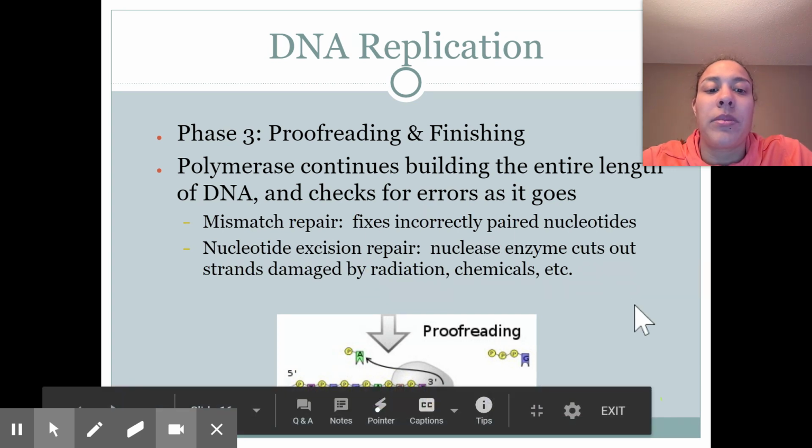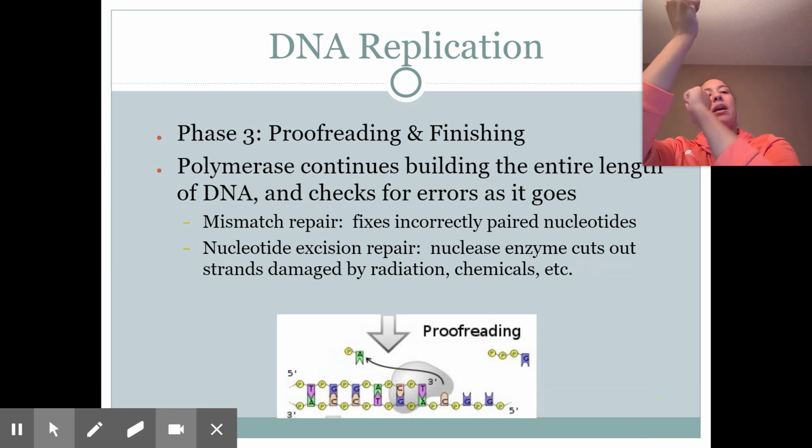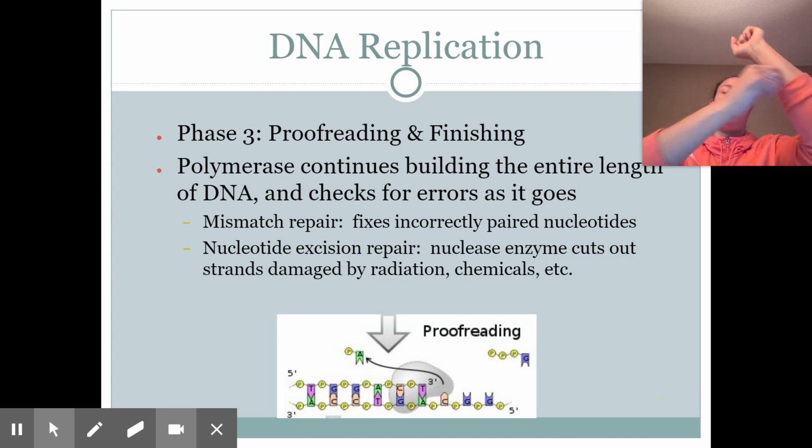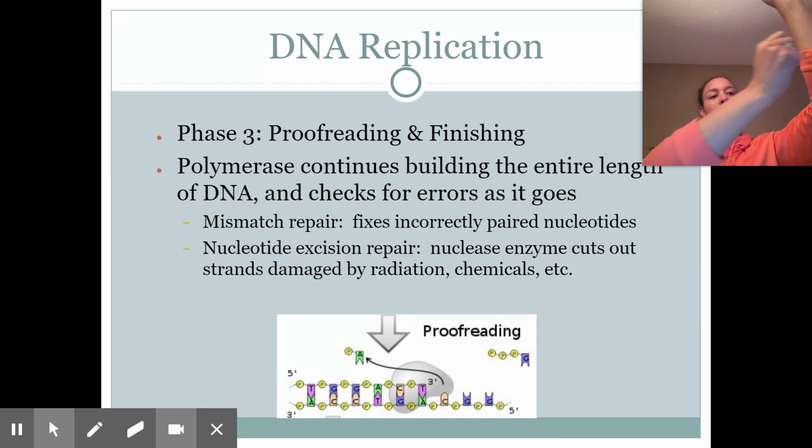So, step 1, unwind and unzip with DNA helicase. Create the replication fork. DNA primase lays down the RNA primer. There's 3 over here on the lagging strand.